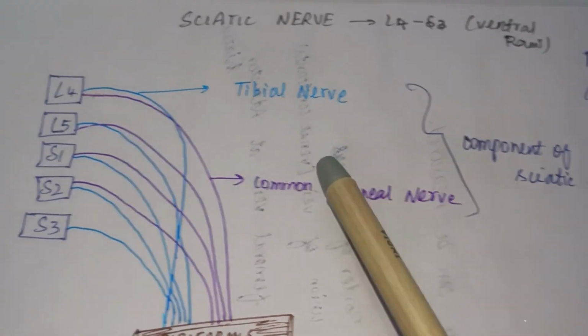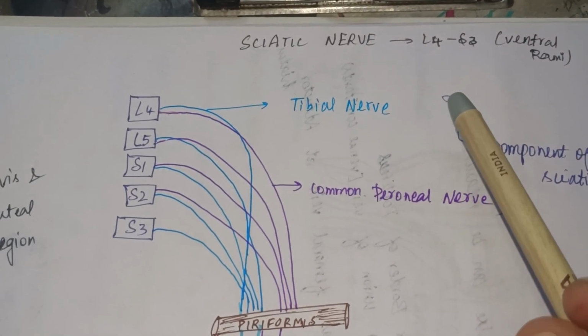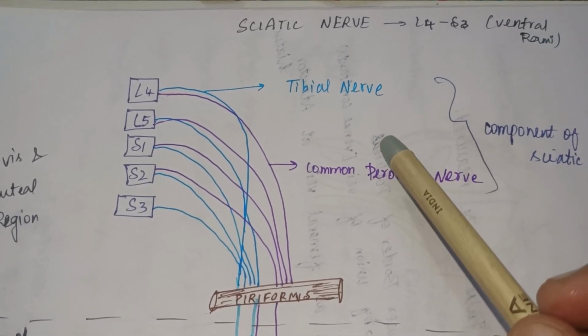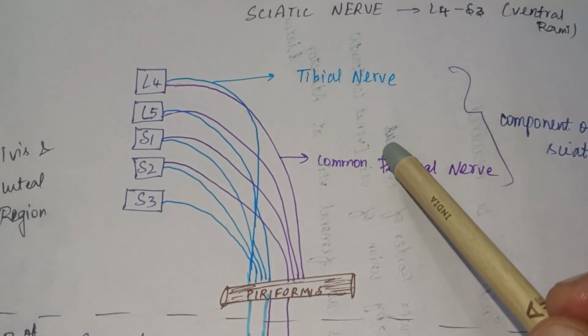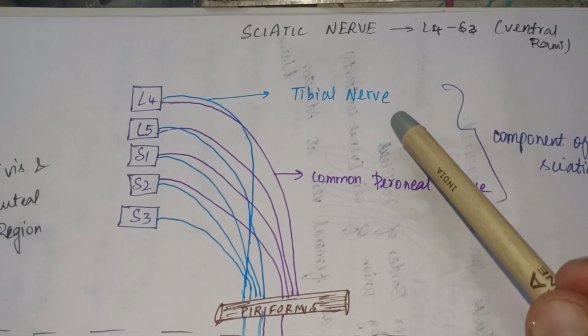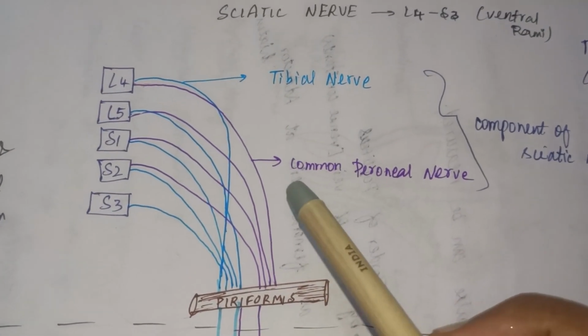And so the sciatic nerve supplies the posterior compartment of the thigh, runs along the posterior compartment of the thigh, and divides in the superior angle of the popliteal fossa into the tibial nerve and the common peroneal nerve. And now let us see clearly about the sciatic nerve.